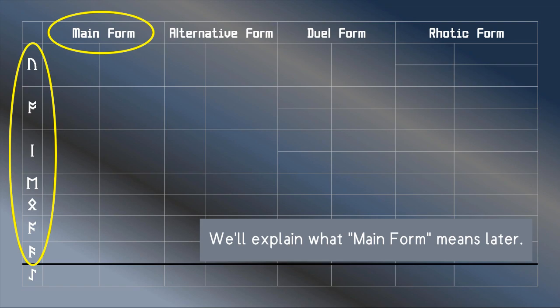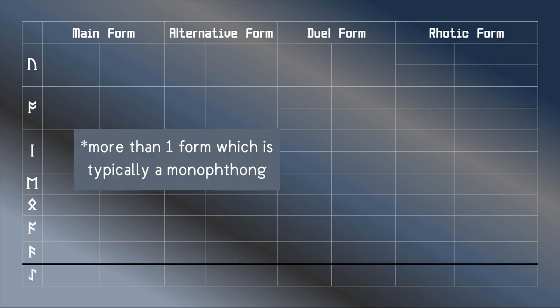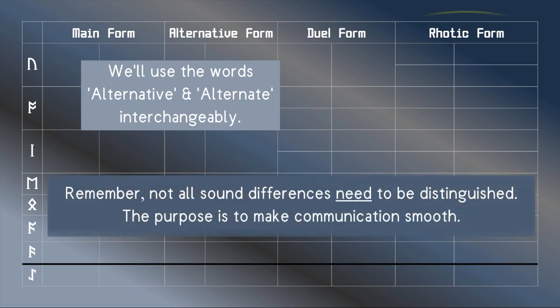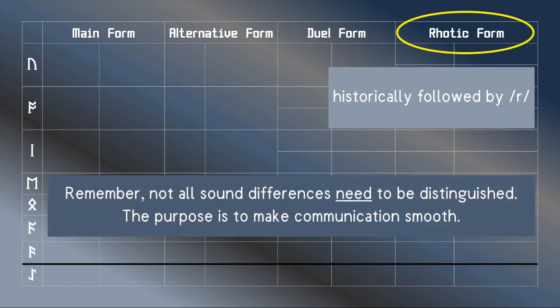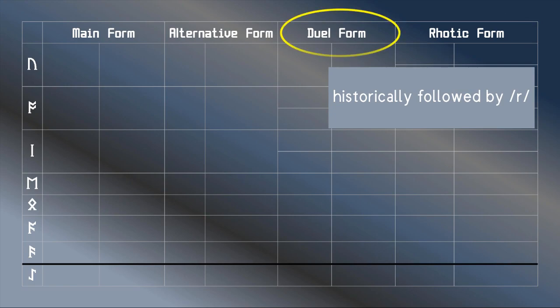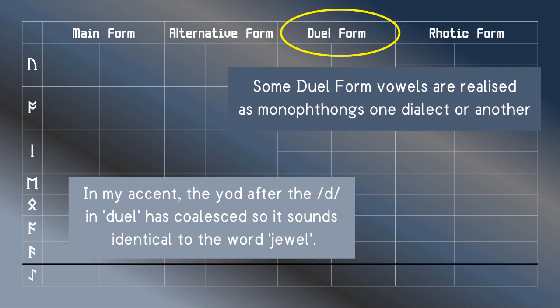For those runes which have more than one monophthong form which needs to be distinguished, it will now be shown as the rune's alternate form. Rhotic forms are of course those which historically were followed by R. What we were calling the sliding form is now called the dual form.